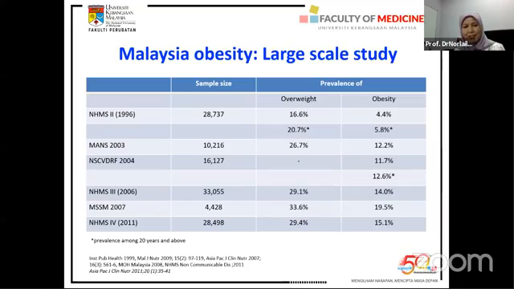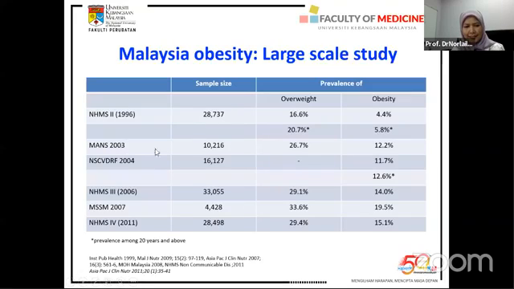So in Malaysia, we've done a lot of obesity studies. There are large-scale studies dating since 1996. In 1996, we had the second NHMS, National Health Morbidity Survey, whereby at that time we still used the WHO cutoff point, where overweight is classified as 25 kilograms per meter squared and beyond. So overweight was 16.6%. Imagine if I used the Asian cutoff point that was introduced a couple of years ago, then the prevalence of overweight would be even higher. But then it was 16.6, and obesity was only 4.4.